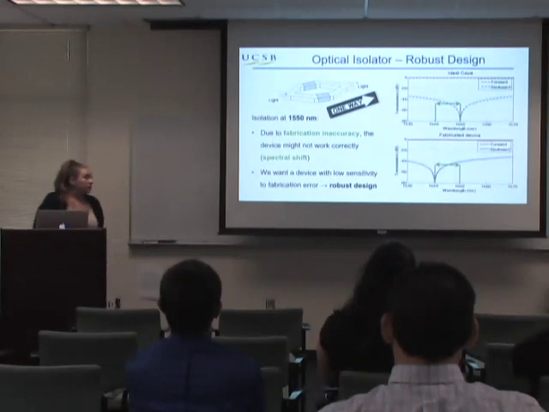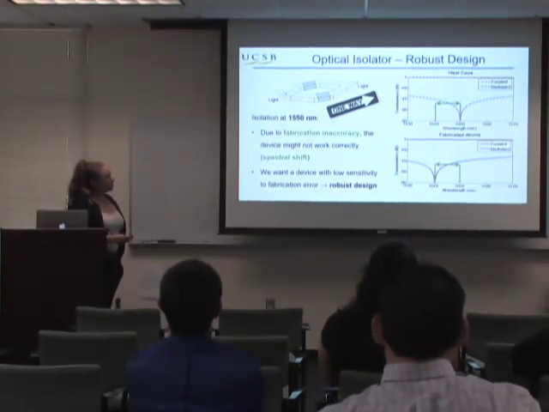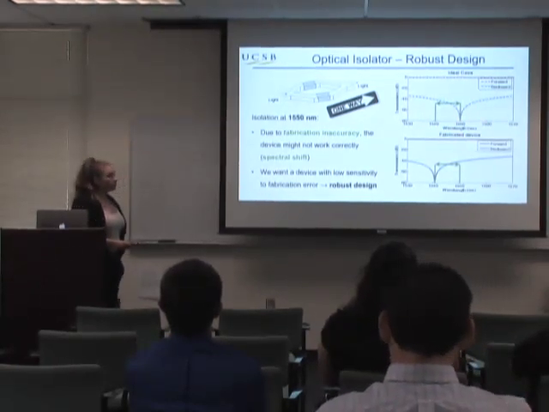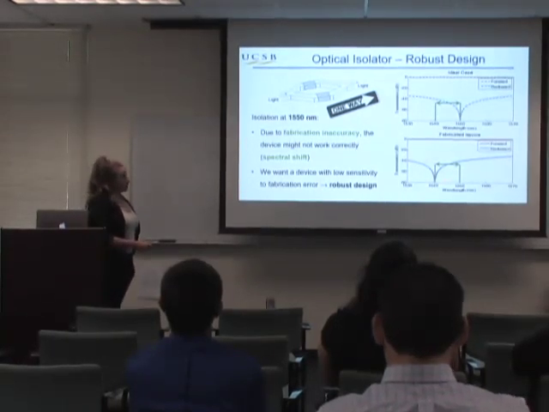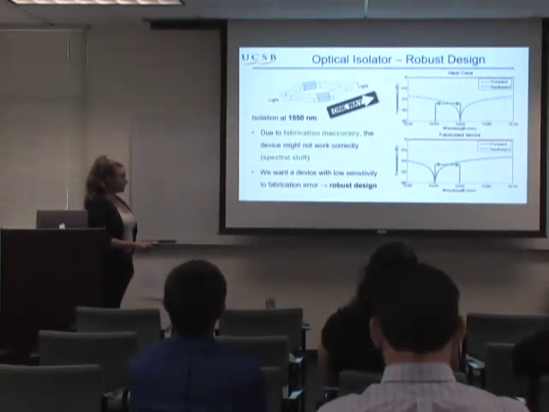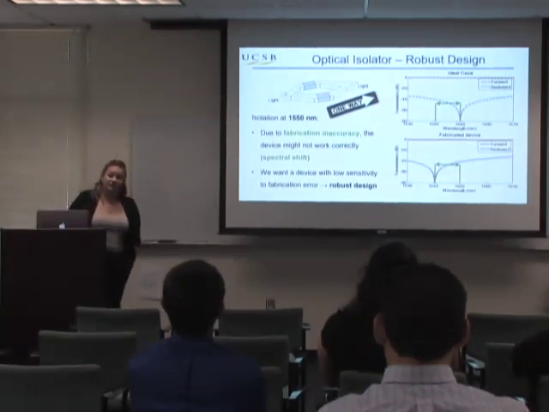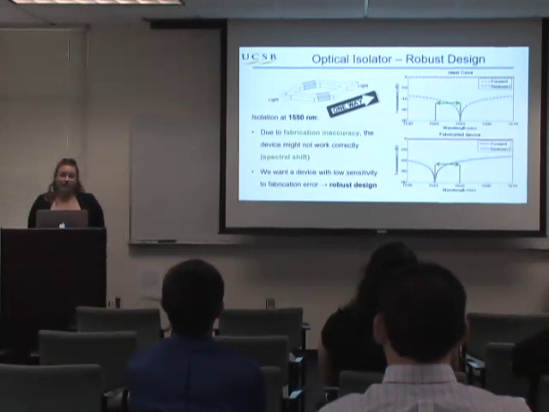Because of fabrication inaccuracy, we find a spectral shift. From the ideal case, we see that we would like isolation to occur at 1550 nanometers, but truly, because of fabrication errors, these kinds of shifts happen. So we need to design a device that will not be as sensitive to these fabrication errors.